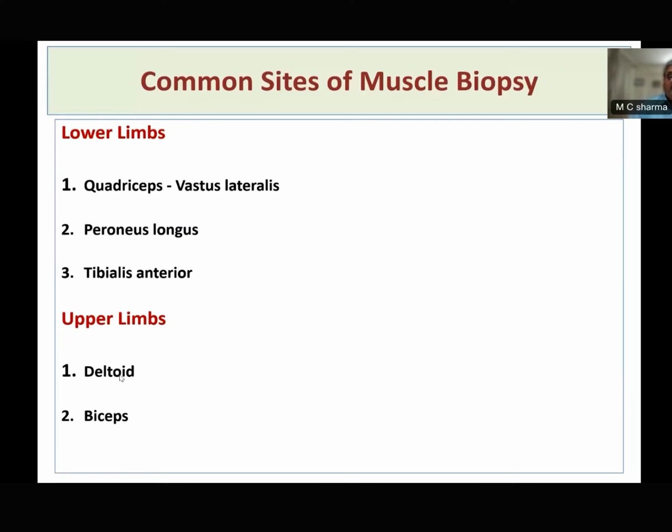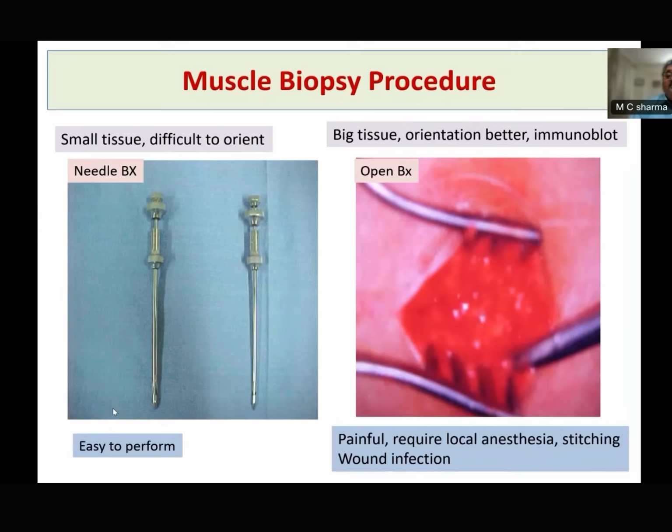Deltoid, in some places people prefer the deltoid muscles. Nowadays people are doing ultrasound or MRI to find out which muscle is most likely to be biopsied, especially in the inflammatory myopathies, because they are segmental diseases. They involve part of the muscle. There are different ways. Needle biopsy, we don't perform needle biopsy in India, but in the UK many people are doing the needle biopsy.